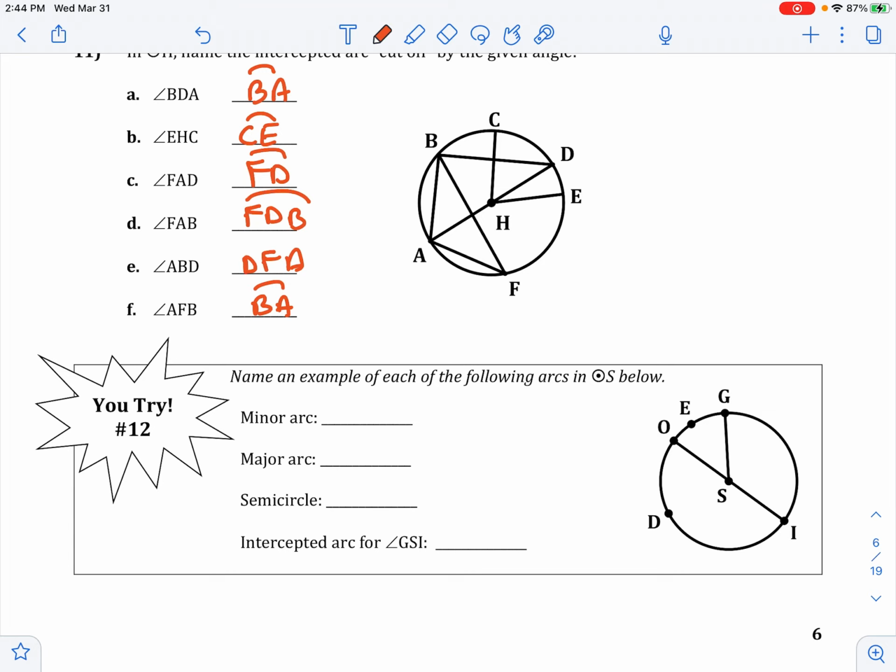Okay, so hopefully you're back and we are able to go in and put down an example for each of these. For a minor arc, you could have listed a lot of different things. I'm just going to list EG. It's kind of a tiny little one. That's an example of a minor arc. For my major arc, I'm going to use OGD. That's a pretty big one. That goes all the way around like that. For my semicircle, I'm going to use ODI. And the intercepted arc for GSI is GI. That would be this one right here.